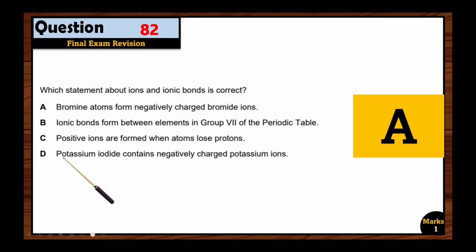But if you want to see other options, ionic bonds form between elements in group 7 of the periodic table. Wrong. Not only between the elements in group 7. Group 7 elements, when they make bonds with each other, make covalent bonds, right? Positive ions are formed when atoms lose protons. No, when atoms lose electrons actually. Potassium iodide contains negatively charged potassium ions. Wrong. Potassium is a metal, so it will have a positive charge.